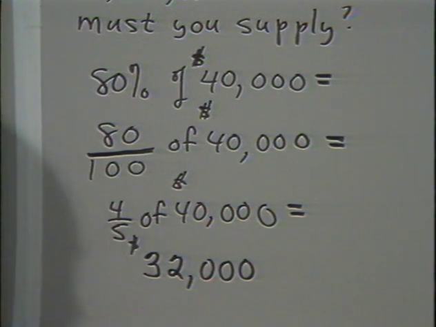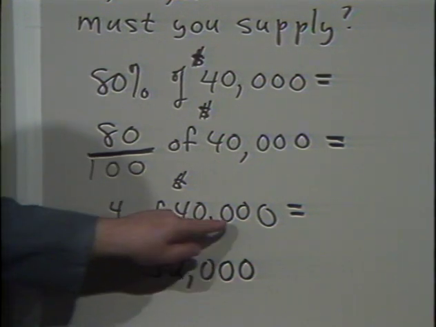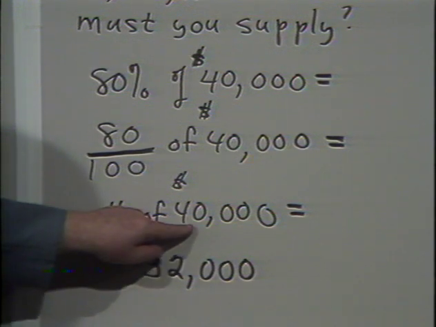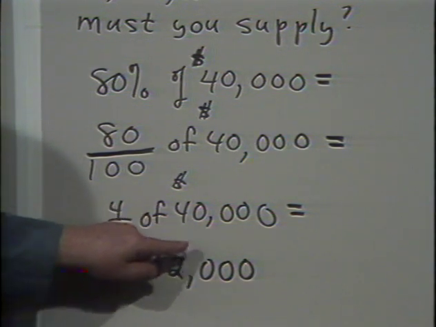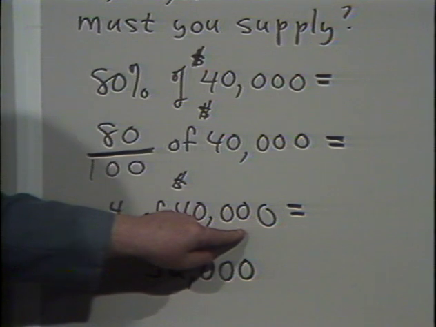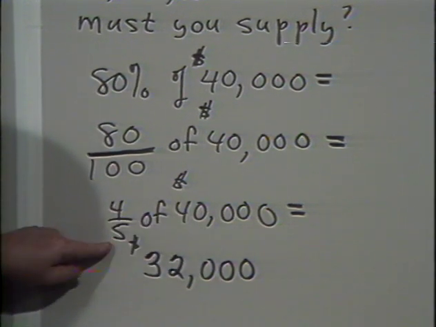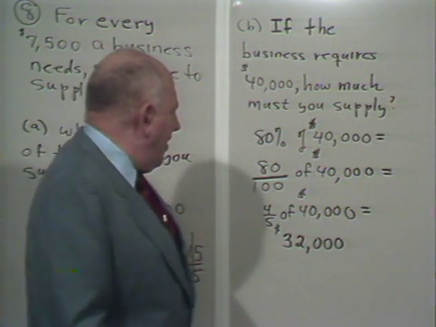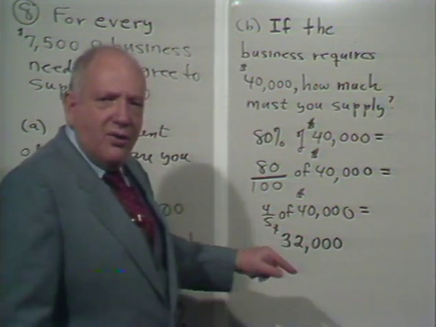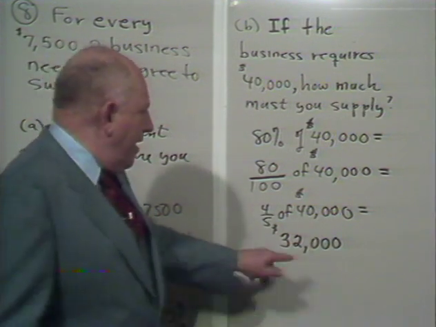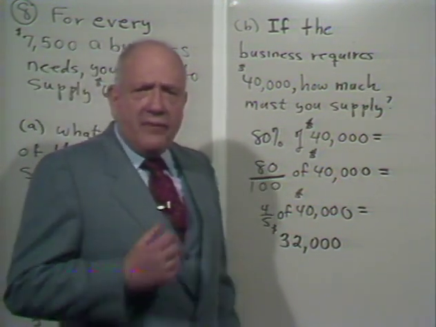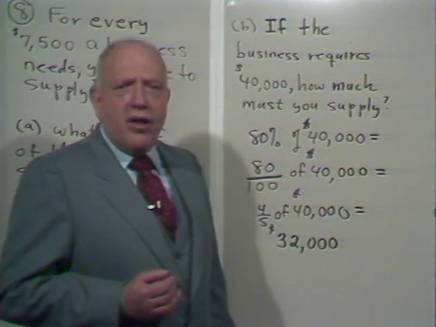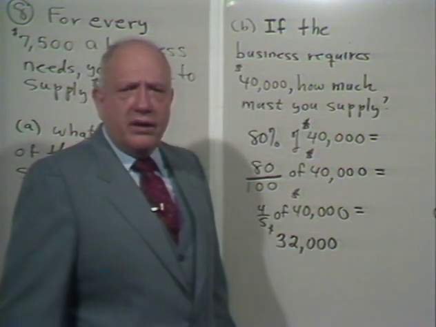Now you're going to take what? 4/5 of 40,000. 40,000 divided by 5 is 8,000. And you see the fast way of doing this again? Don't think of the thousands. Think of 40 as modifying thousands. 40 divided by 5 is 8. So 40,000 divided by 5 is 8,000. 4 times 8 is 32. So 4 times 8,000 is 32,000. So you have to come up with 32,000 of the 40,000. Otherwise, you're not living up to your 80% deal.